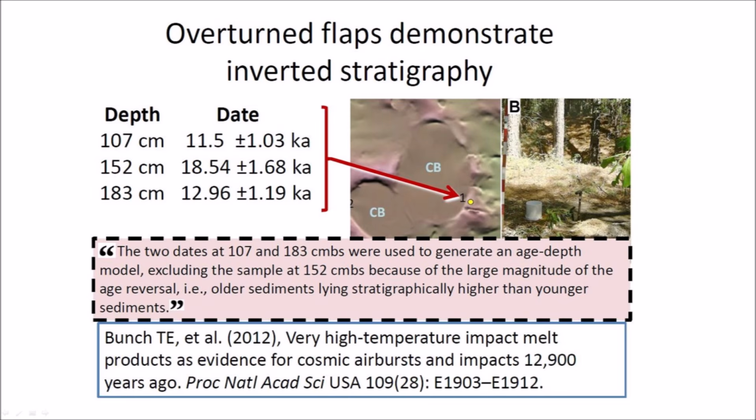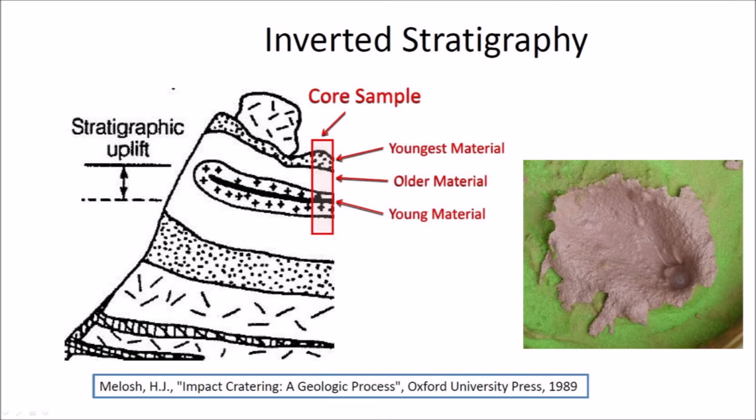I have mentioned in previous presentations that in 2012, when Bunch's Melt Products paper was written, the Carolina Bays were thought to have formed by gradualistic wind and water mechanisms, so the significance of the inverted stratigraphy in the core sample from the rim of the bay in Blackville, South Carolina was not recognized. My prediction in 2017 that the raised rims of the Carolina Bays should have inverted stratigraphy was based on my impact experiments that produced elliptical cavities with overturned flaps and on many geological publications describing the characteristics of impact craters.